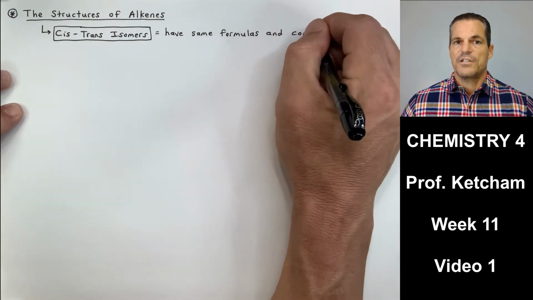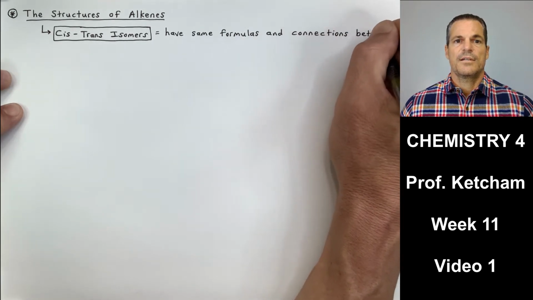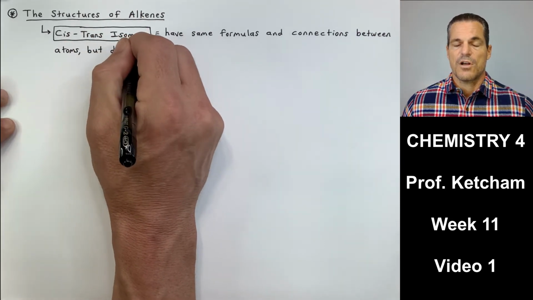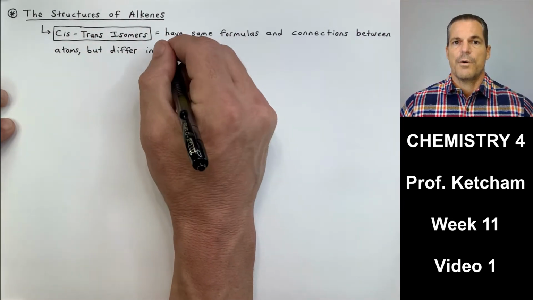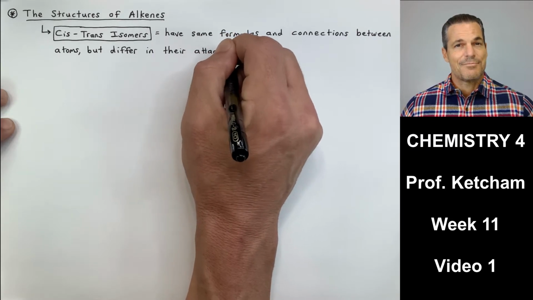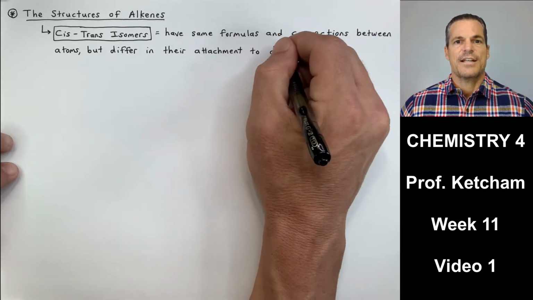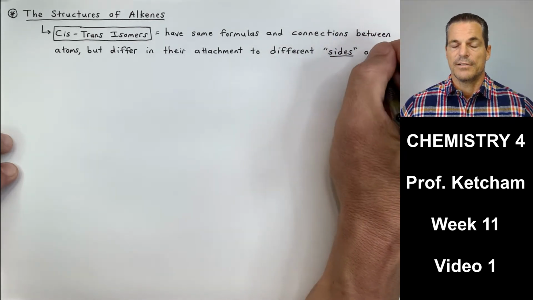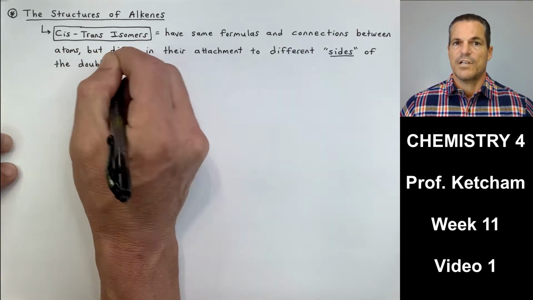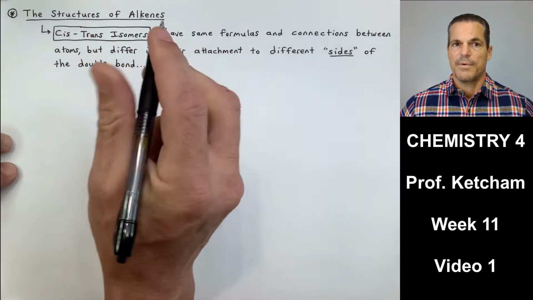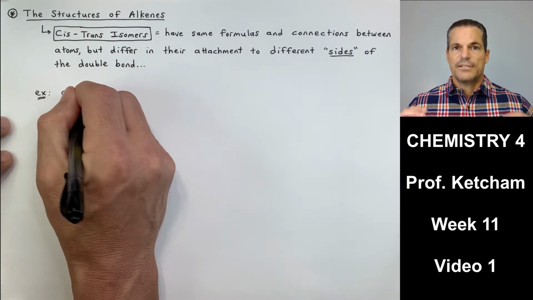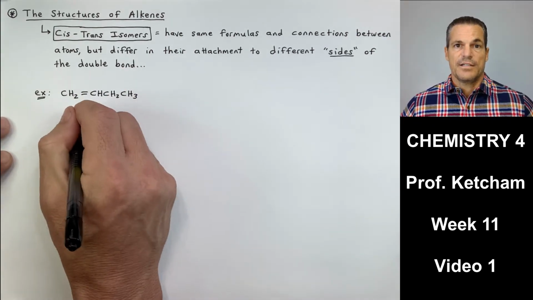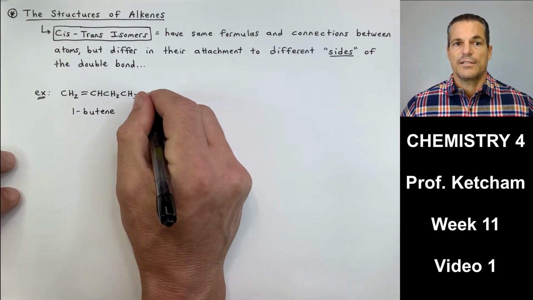So the definition of cis-trans isomers is they have the same formulas and connections between atoms, so they look almost identical. They have the same formulas and connections between atoms, but they differ in their attachment to the different sides of the double bond. If you remember, alkenes have a carbon-carbon double bond, and that is a rigid bond. It doesn't freely rotate and swing like a single bond does. So because of that, we can have cis-trans isomerism.